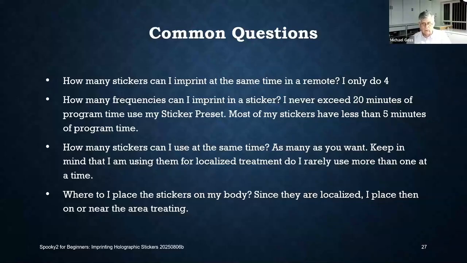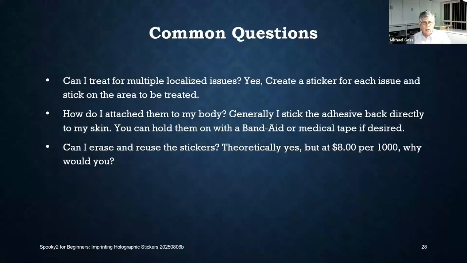Where do you put them? I put them on the area that I'm treating. That's again why I think they work for me better than remote, because remote is setting these frequencies to every cell in my body. These stickers probably have less power in them than what I get in the remote, but they're right over the spot that I'm trying to treat. That's why I like it. Multiple ones, yep, I can do that. Put a sticker for each issue and stick them on the area to be treated.